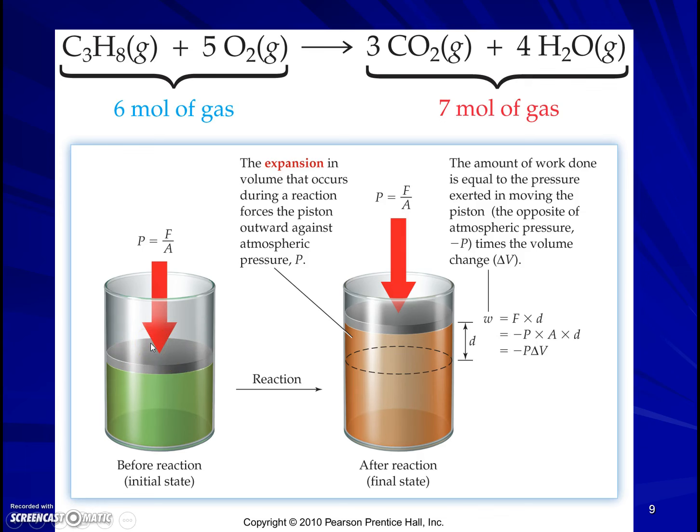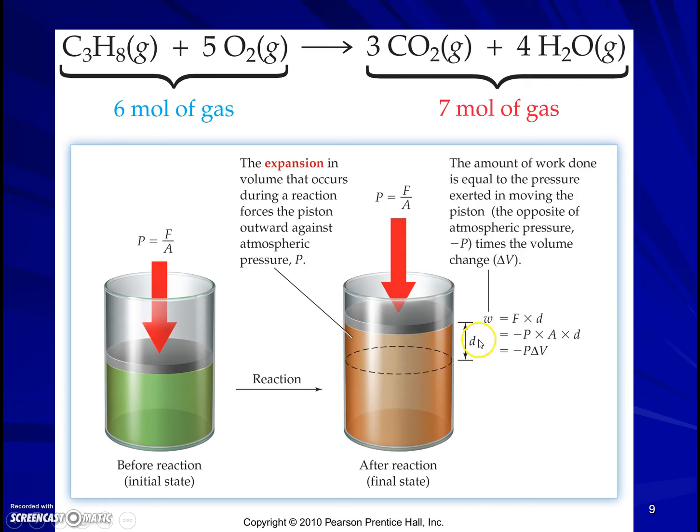Now, if the pressure stays the same, but we light a little spark in here, and we have the temperature warm enough that water would be gas, then we get that chemical reaction going where propane reacts with oxygen and burns to generate CO2 and water. And when we balance the equation, we see there's 6 moles of gas on the left and 7 on the right. So that means that this container, if we keep the pressure constant, is going to expand by some distance.